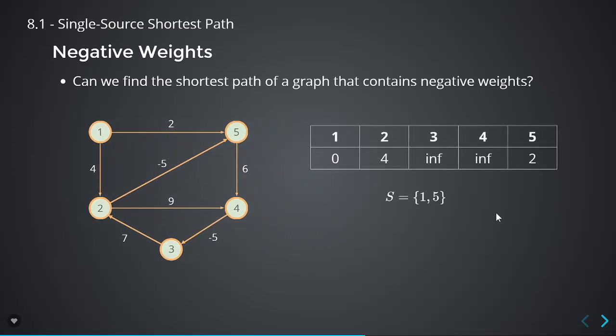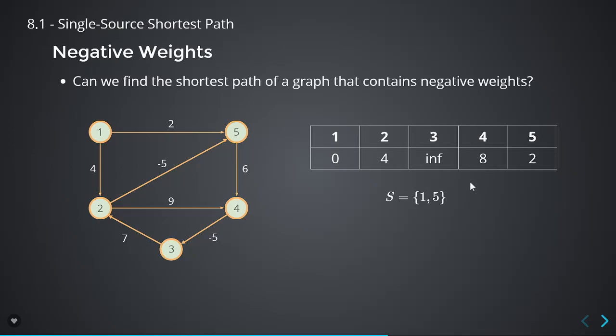Now, I'm going to start with 1. I'm going to find the shortest path from 1 to every other vertex. And I can go to 5, it'll cost me 2. And I can go to 2, it'll cost me 4. So I guess the next one I visit is going to be 5. And from 5, I can go to 4, it'll cost us 6. So I'll improve this one to 8, I guess.